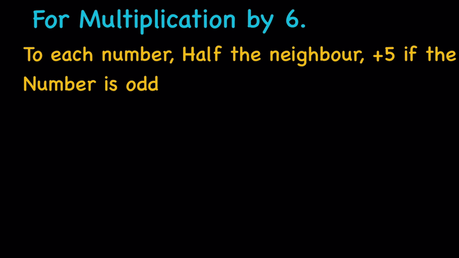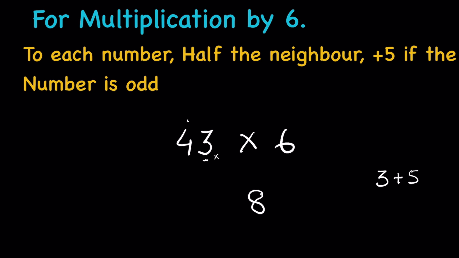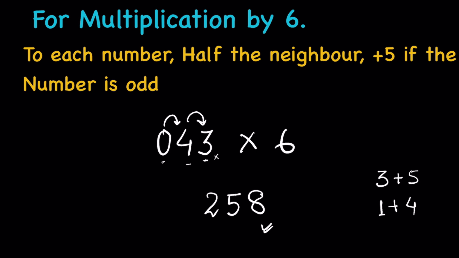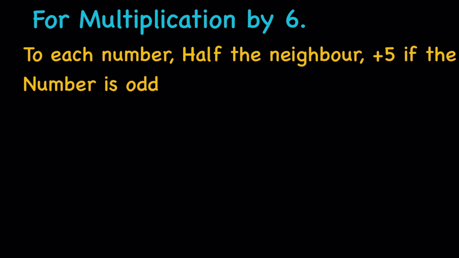Let's say we take the 2-digit number 43 times 6. There is no neighbor, so we take 3, but 3 is an odd number, so we add 5 to it. So it will be 5 plus 3, 8. So write 8 here. Then the neighbor of 4 is 3. Half of 3 is 1 plus the number itself. So 4 plus 1, 5. Write 0 here. Half of 4 is 2 and the number itself 0. So it will be 258. Is it clear now? Let's take another example on a big number.